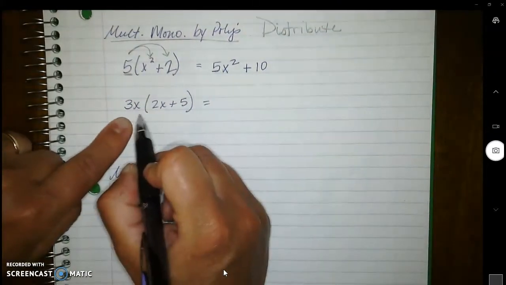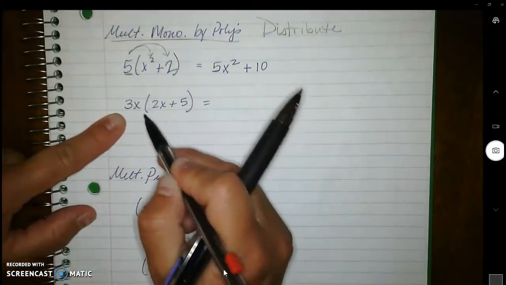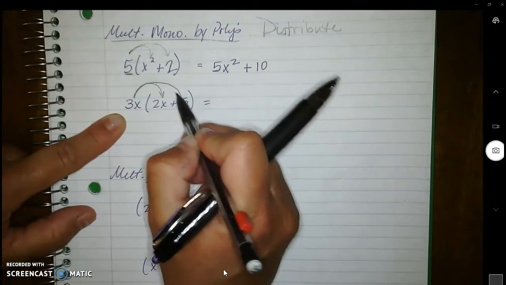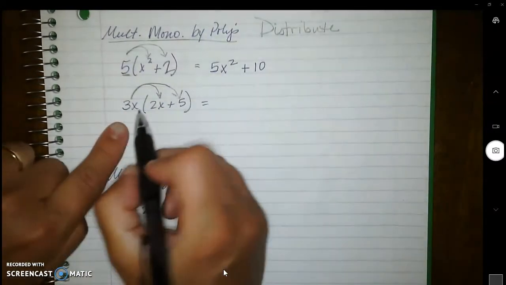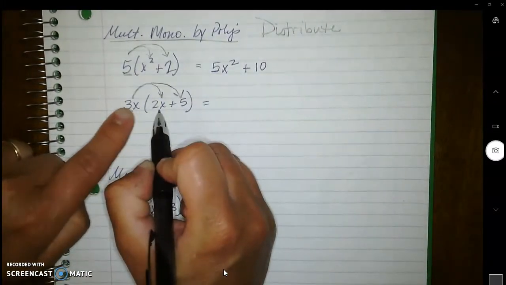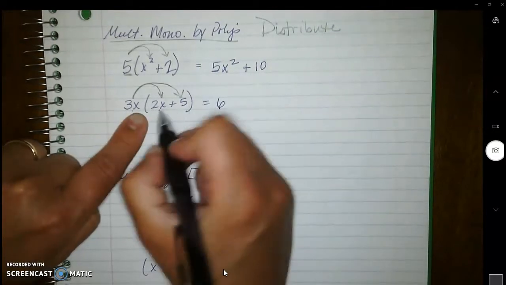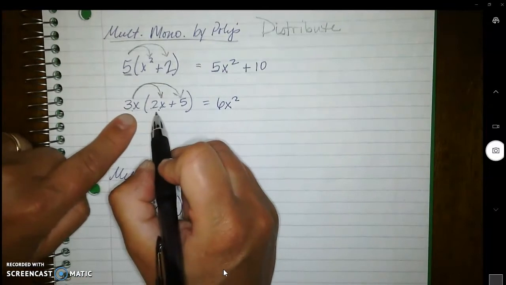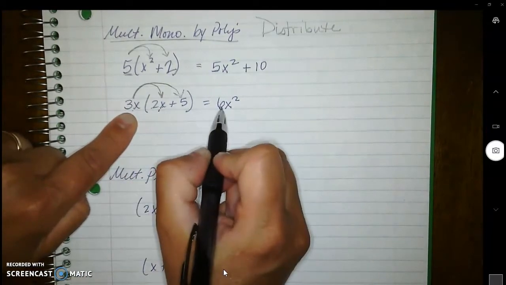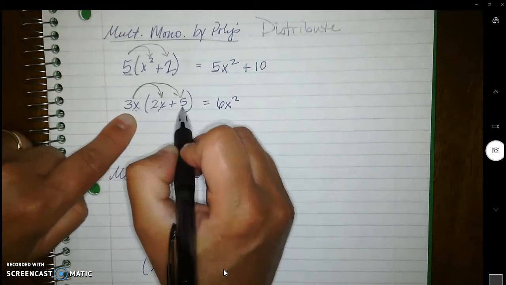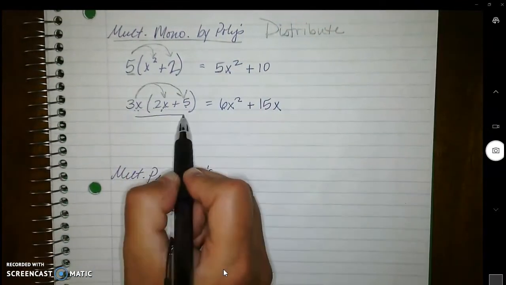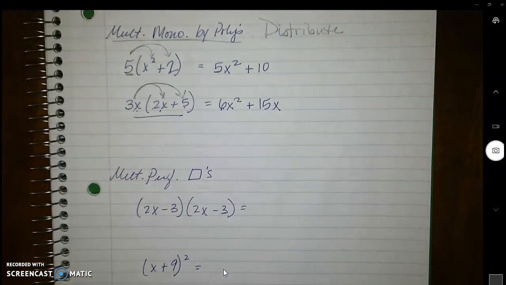When you go to do this one, same thing. You're going to take the thing on the outside, and you're going to distribute it in and multiply, okay? So 3x times 2x, 3 times 2 is 6. X times x makes x squared, okay? So again, this is 3x times 2x: 6x squared, and then 3x times 5 is going to make a 15x. So you have another one, I think, that's really similar. It's the same thing, just different numbers, okay?